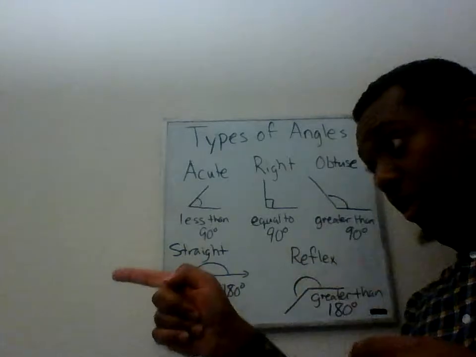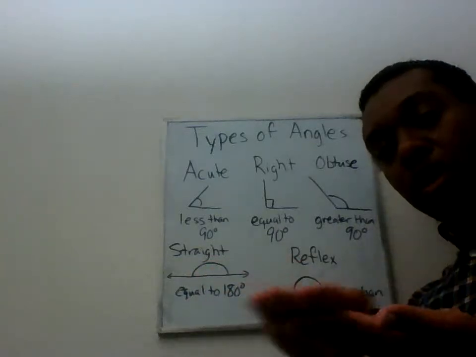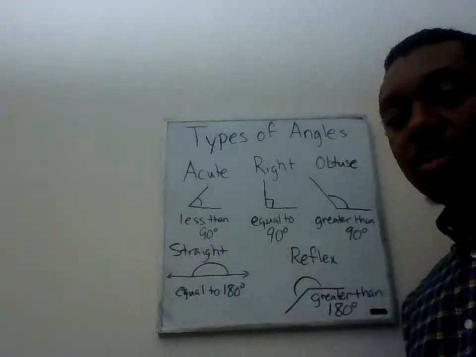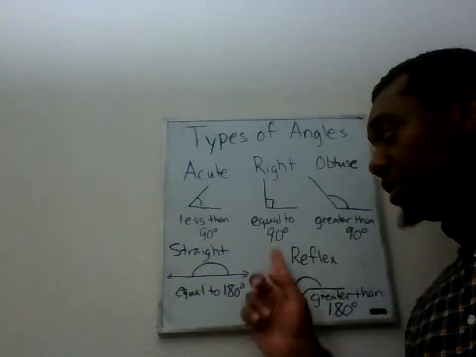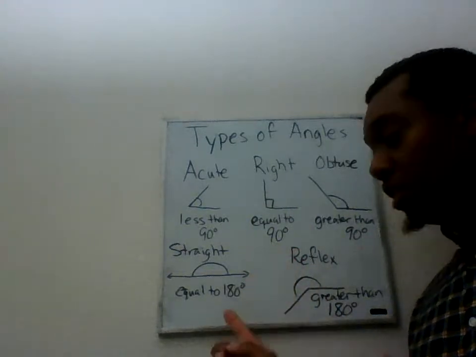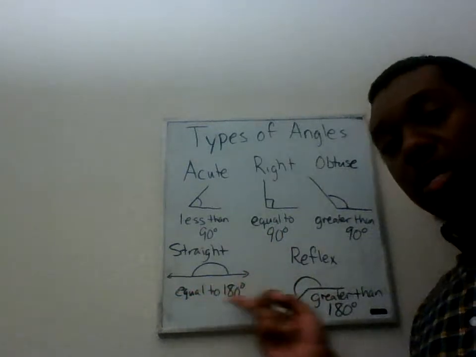Also, if you're going straight from one point to another, that will be a flat surface perfectly. So it'll be 180 degrees. Now, notice that when we have two right angles, when we put them together, 90 plus 90 will give you 180. So two right angles put together will give you one straight angle.